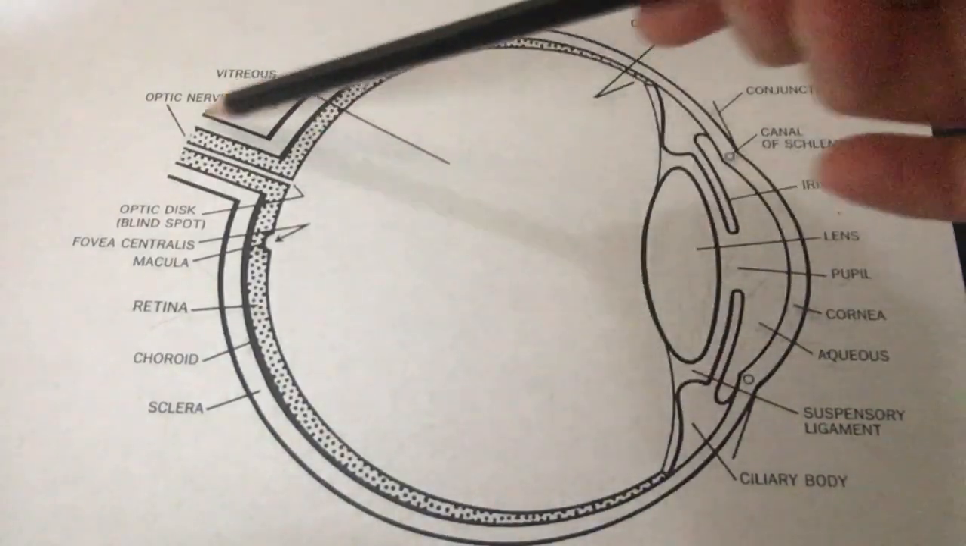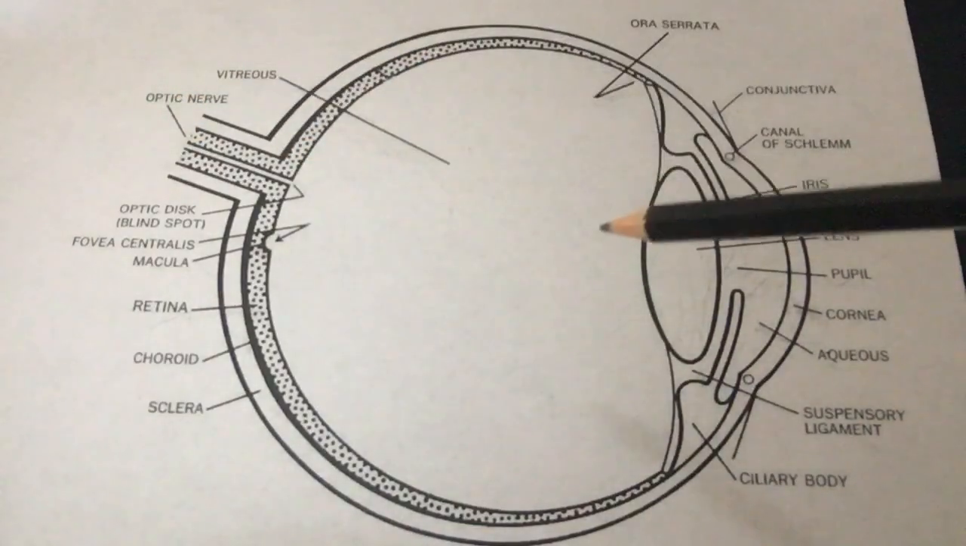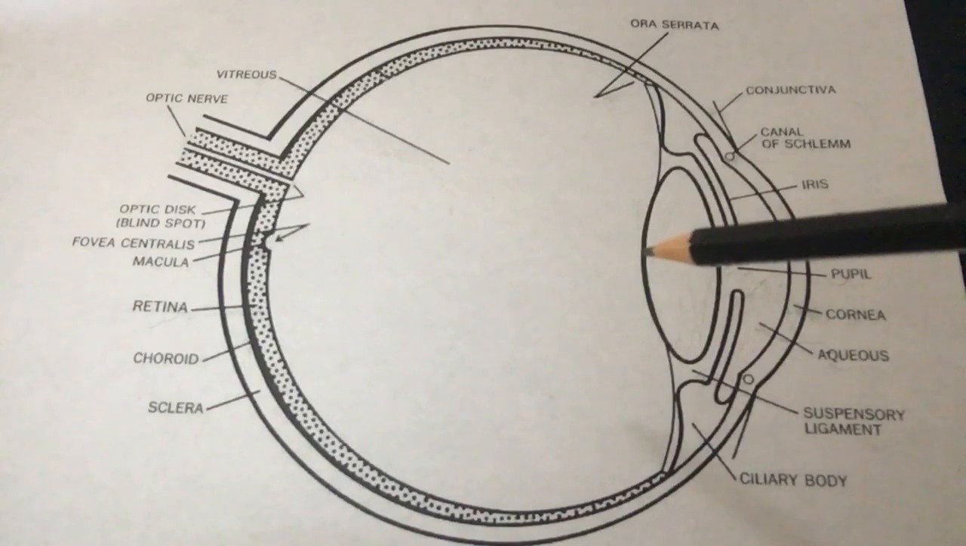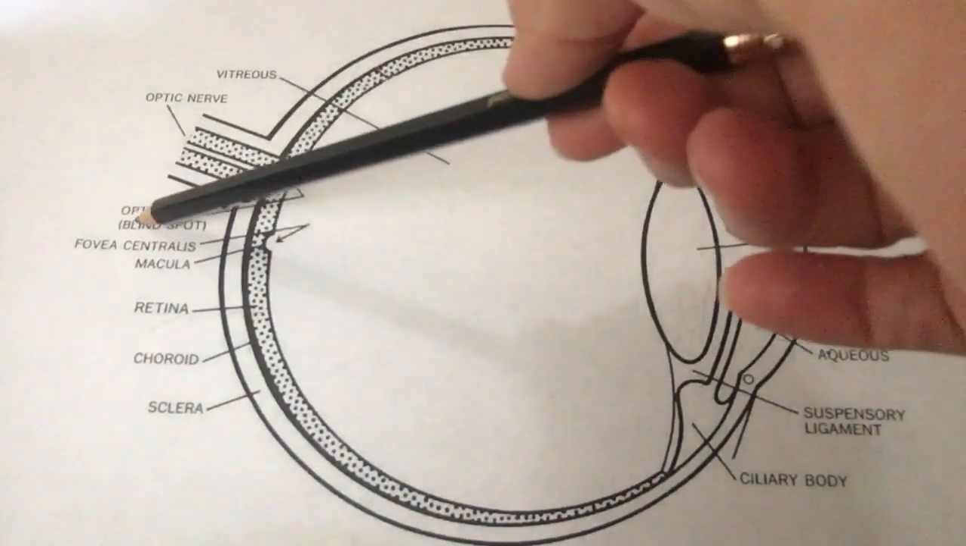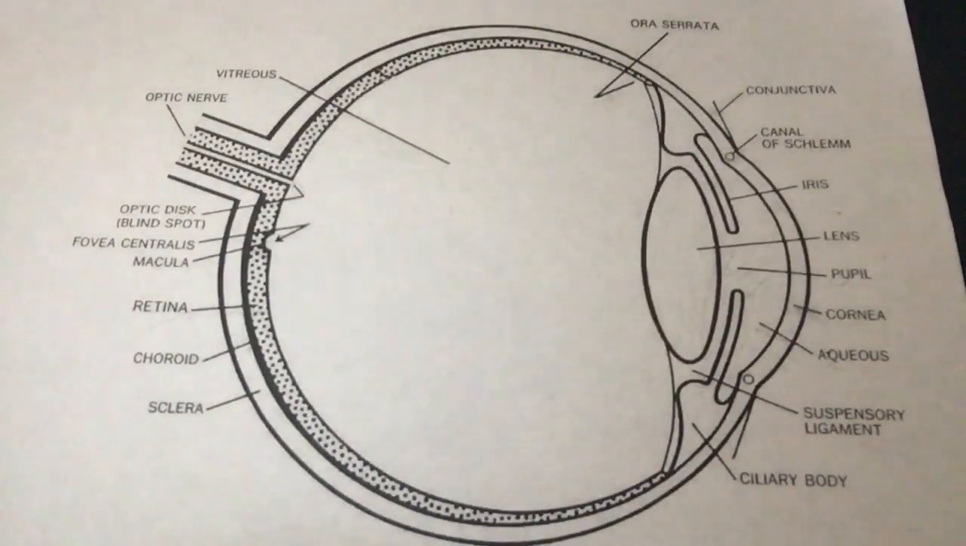Now we're going to skip over to the other side to the optic nerve. The optic nerve is the bundle of fibers that carry vision-related impulses from the retina to the brain. Here we have the optic disc. It's the head of the optic nerve where ganglion cell axons exit the eye. There are no photoreceptors at the optic disc, and this is the anatomical blind spot of the eye.